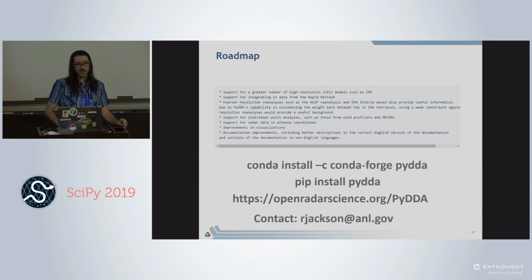So part of the roadmap, we're interested in getting point observations. We're interested in supporting a larger number of models. We're interested in fixing up the documentation, maybe making the documentation more accessible to non-English speakers, including differing versions in different languages, and other such contributions would be welcome.